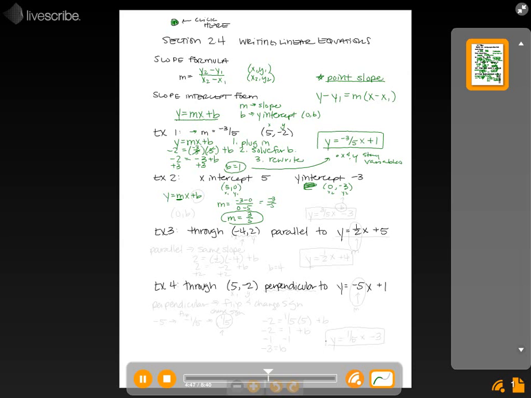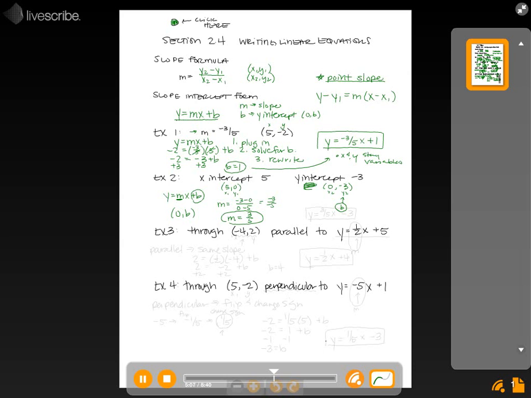Now the next thing we've got to do is figure out b, and for this particular problem, it's going to be real easy because they actually give it to us in the problem. Remember, I told you for the y-intercept it's always in the form 0, b. Well, if we look over here, they tell us that the y-intercept is negative 3. So negative 3 is b. We don't have to do any work to find that one.